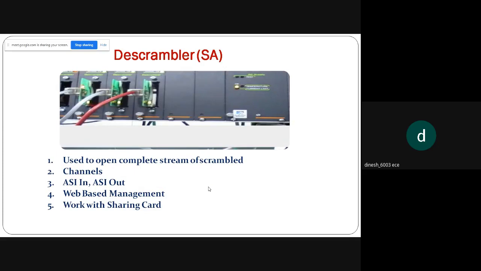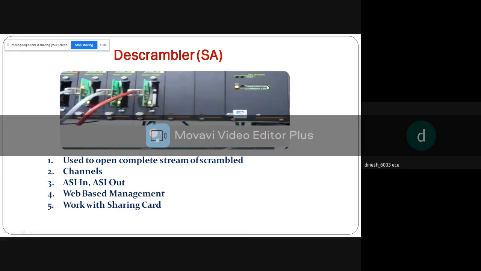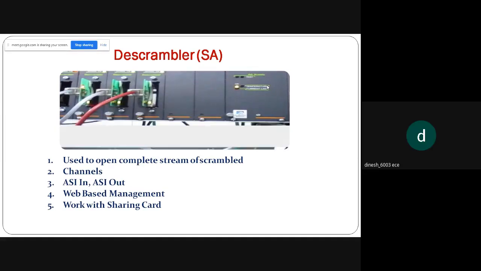This is the structure of a descrambler. It is used to open the complete stream of scrambled channels. There are ASI inputs and ASI outputs for the 9600 multiplexing, working with sharing cards.